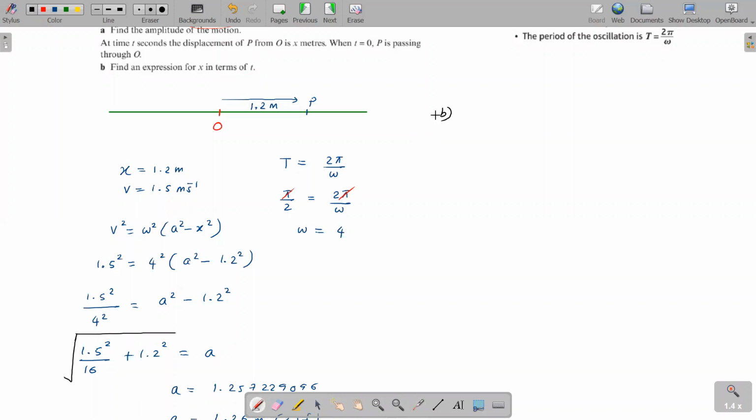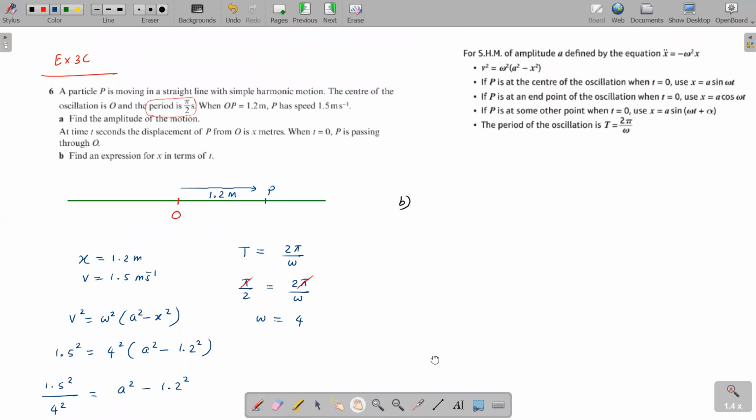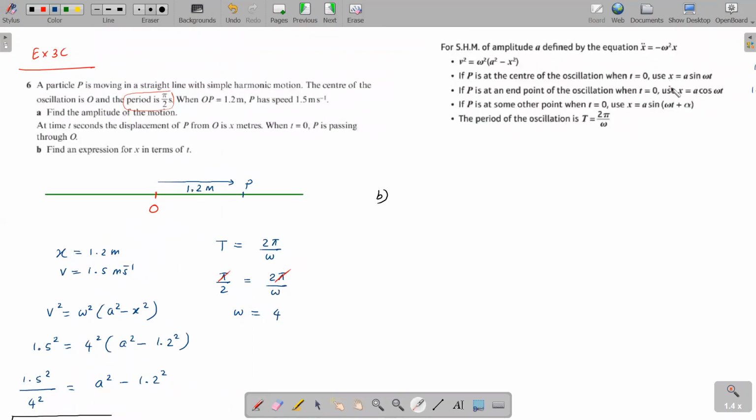So we use the equation. Obviously, we're trying to get an expression for the displacement. For displacement, which equation is it best to use? There are two equations, x equals A sine omega t and x equals A cos omega t. Which one is the best one to use? When you're starting the simple harmonic motion from the center of oscillation, you must use x equals A sine omega t. So this is the equation to be used if you start the oscillation from the center.